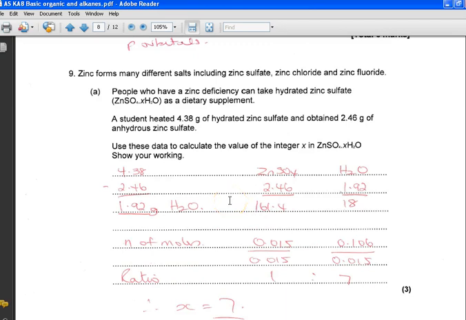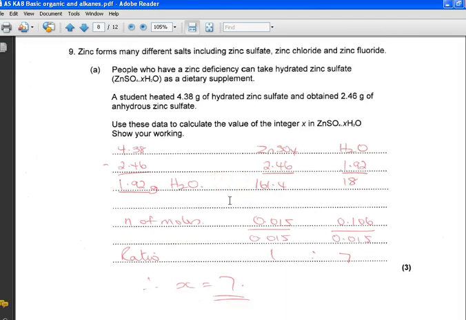Okay, all right, this one, most of you I think got this right actually. Working out the water of crystallization. Basically you're given information on how much hydrated zinc sulfate there is and how much there was left after you've driven off the water. So if you take 2.46 away from 4.38, that tells you how much water there was in the compound. So now you can work out your moles of the anhydrous and water. So number of moles, find the ratio, it's 1 to 7. Okay.